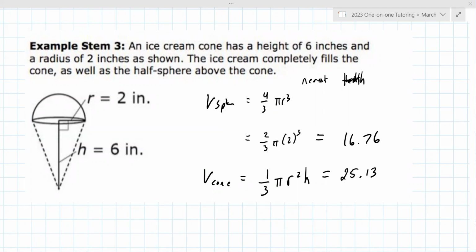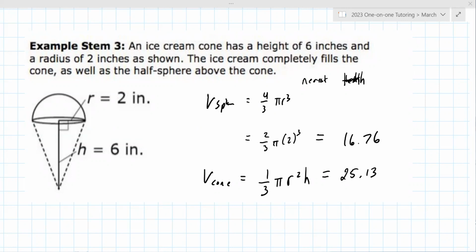16.76. Let's see. 5.13 plus 16.41... 41.89. Yes. But to the nearest tenth, what would it be? Oh, 41.9. Very good. Okay. All right.